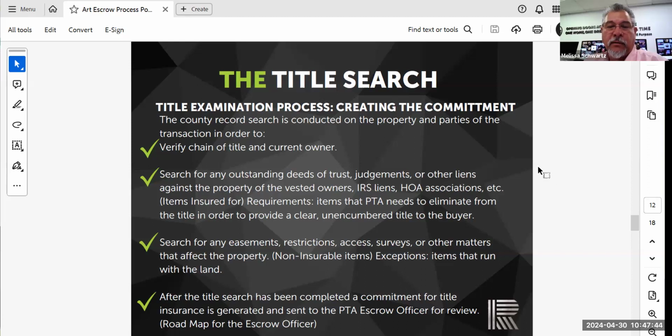Review the chain of title and current owner. Again, we discussed that, and we'll also verify it through the county assessor, the last recorded deed. Again, any outstanding trust judgment, other liens against property vested owners, IRS liens. IRS liens can be fun sometimes. And I say that in a tongue-in-cheek way because they can be a real pain.